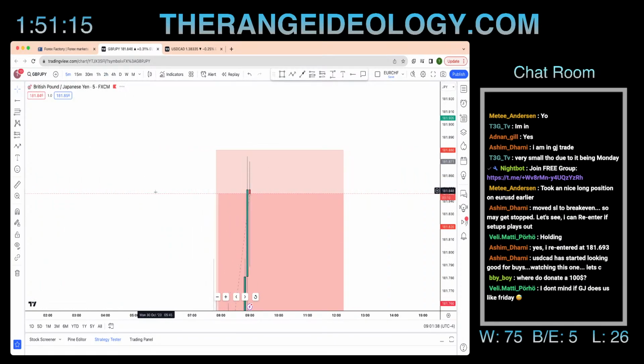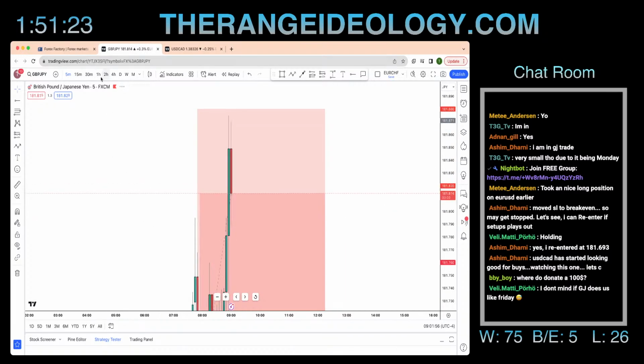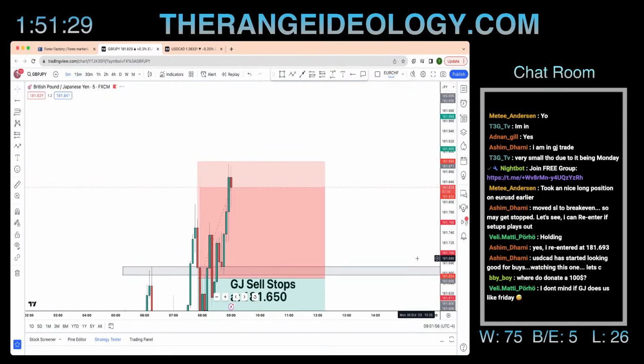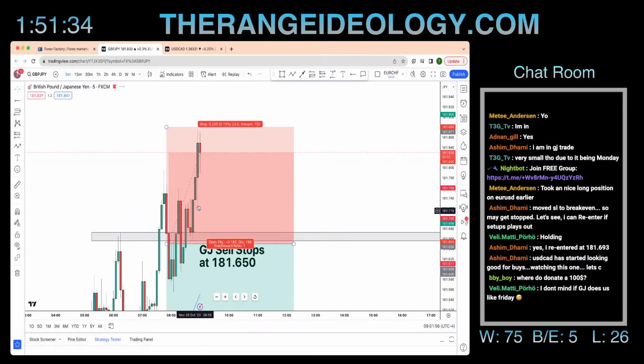Man, GJ's just been really acting weird. I don't mind if GJ does this like Friday. You never know. But again, the way GJ reacts here, guys. Initially, he was making that full push down, and suddenly, boom. The next second, a huge bullish push.